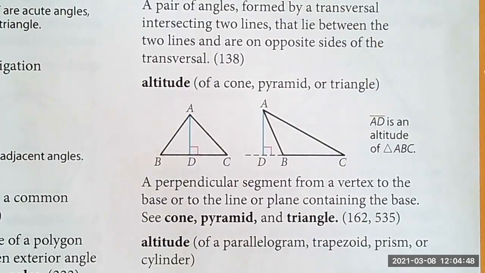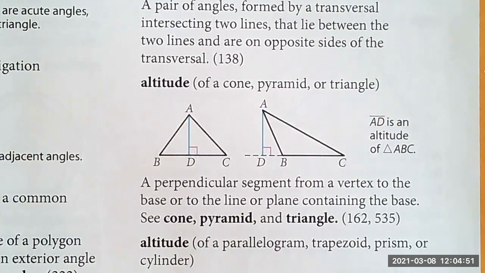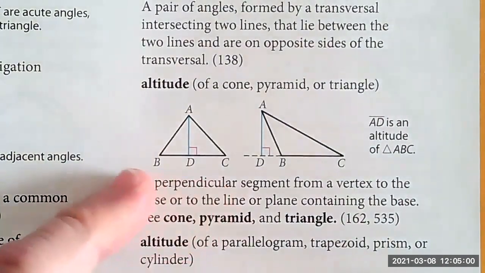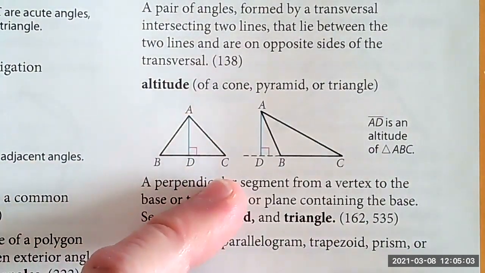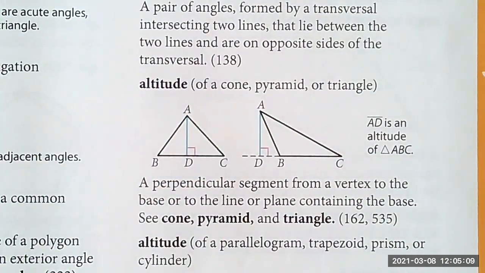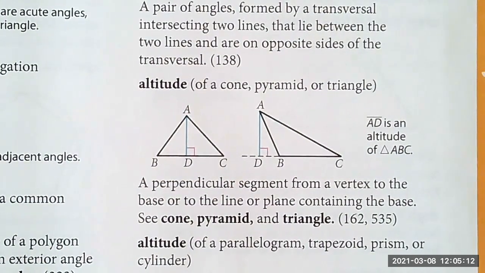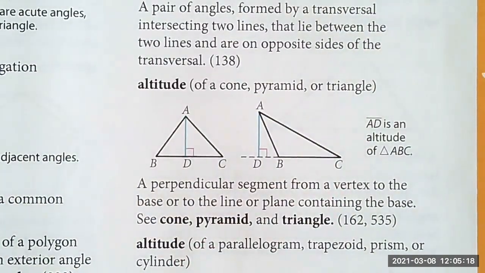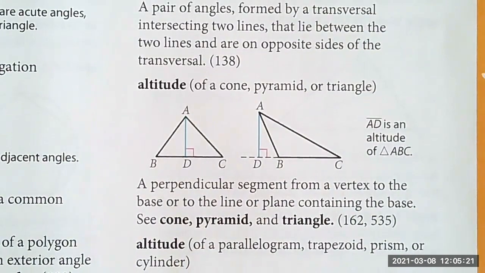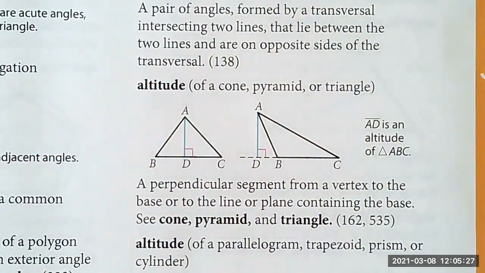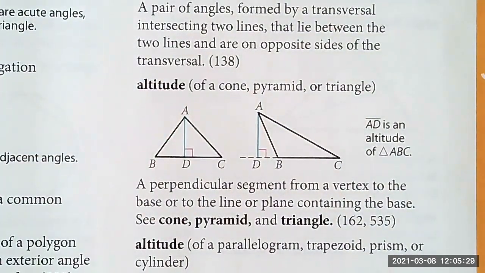An altitude, or the height of a triangle, is a perpendicular segment from the vertex to the base, or to the line or plane containing the base. Notice here, AD is perpendicular to BC, but is not necessarily BC's bisector. Also, the altitude can fall outside the triangle in the case of an obtuse triangle, or on the triangle itself. It could be a side if it were a right triangle. Imagine a right triangle ADC, where AD, the altitude, is also a side of the triangle.